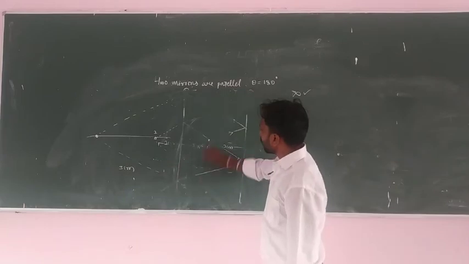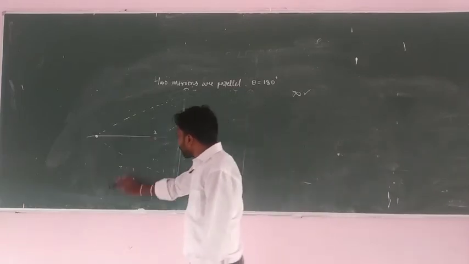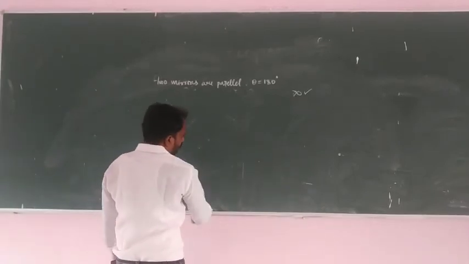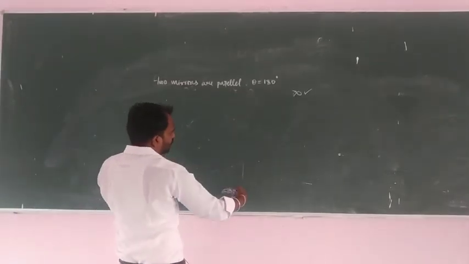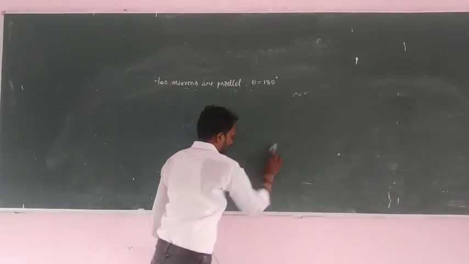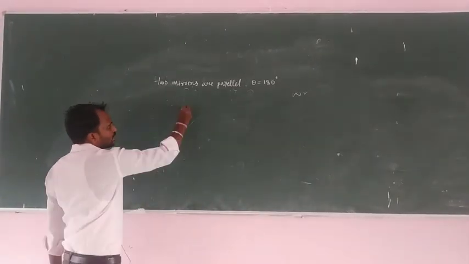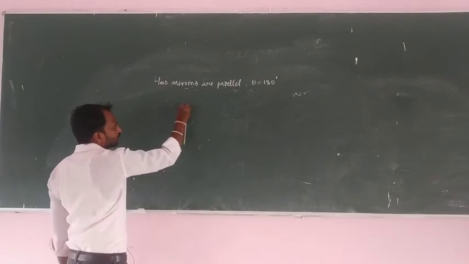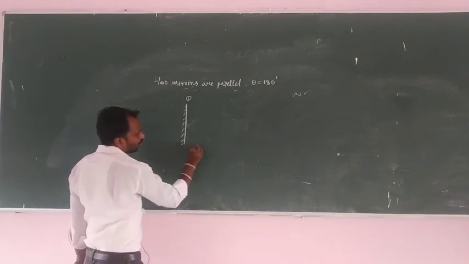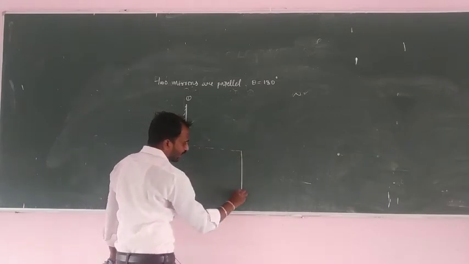Yes, okay. So next one, suppose we consider another diagram. In this diagram also, the plane mirrors are placed parallel to each other. Yes, so here two plane mirrors are already placed parallel to each other. Another diagram is there. So this one is the first mirror, and this one is the second mirror.